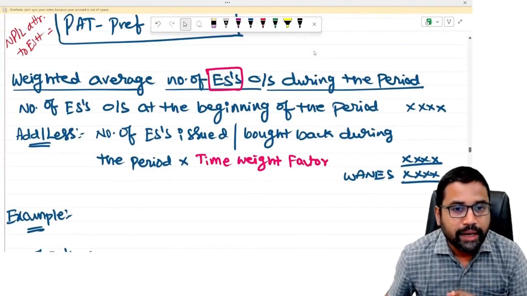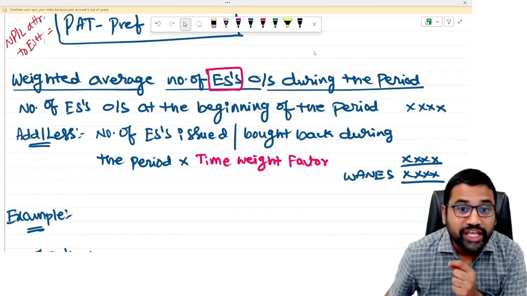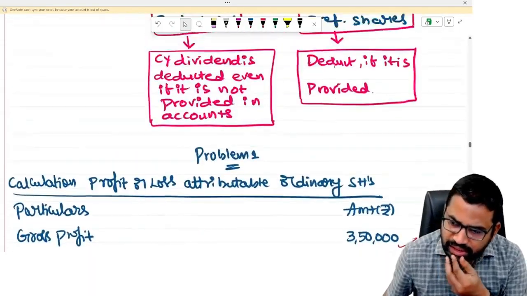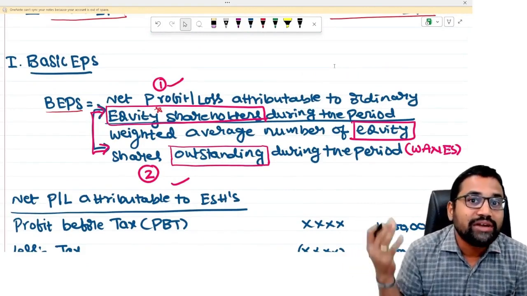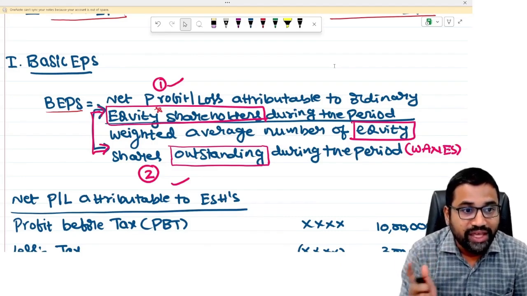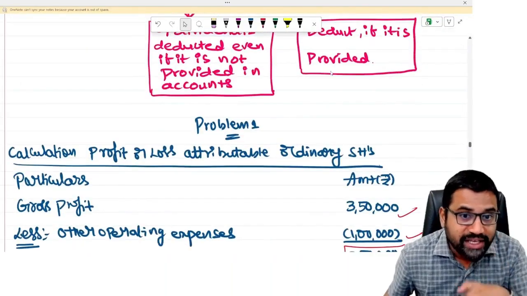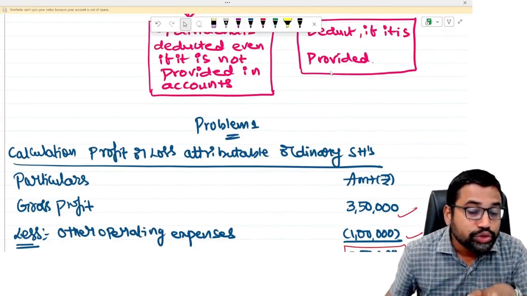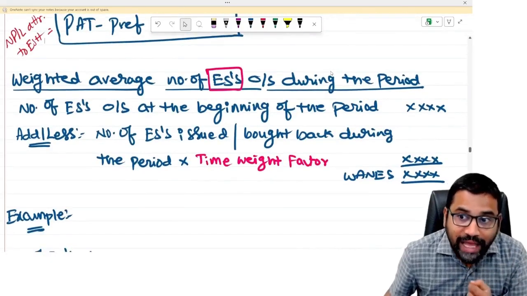Now the most important part in calculation of basic EPS is the second one, that is the weighted average number of equity shares outstanding during the period. See, the specialty is that generally when you divide with the shares, you will not take outstanding shares directly at the end, how many shares are there. No. The standard says you should consider the weighted average number of equity shares outstanding during the period. That means, for the number of shares outstanding during the period, you should consider the time weight factor. You should consider the amount paid factor also. So two things you need to consider to calculate the weighted average number of shares.